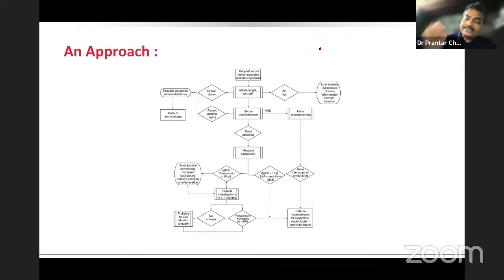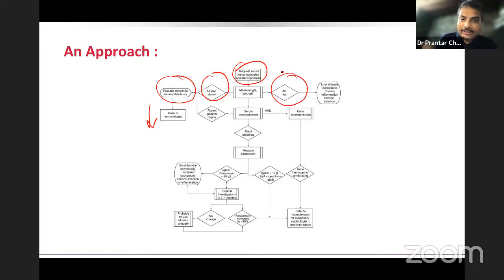So what is an approach for a clinician? You request serum immunoglobulins and electrophoresis. If all are low or absent, possibly some immunodeficiency. It goes to an immunologist. If all are high, it is polyclonal. Liver disease, sarcoidosis, chronic inflammation.